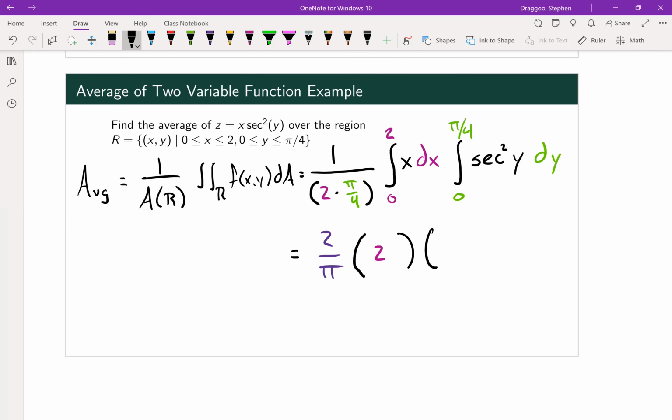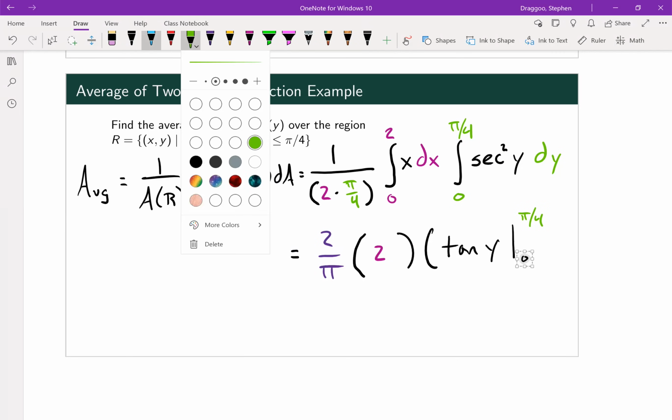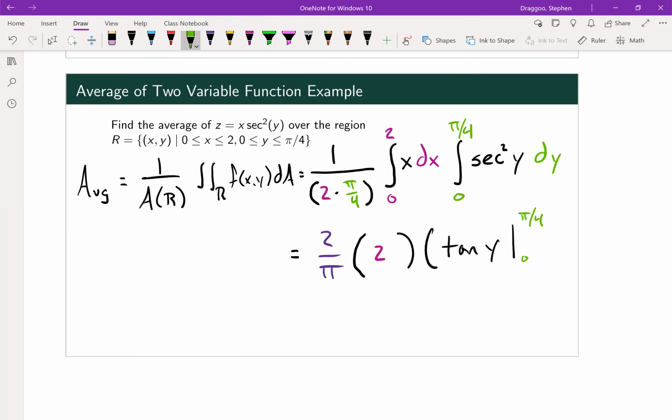And then let's actually show some steps over on this other one, since secant squared isn't a function we run into all that often. But if you remember back from Calc 2, we found that secant squared is the derivative of tangent. So if I integrate secant squared, this is going to get tangent of y. And we'll integrate that thing from 0 to pi over 4.